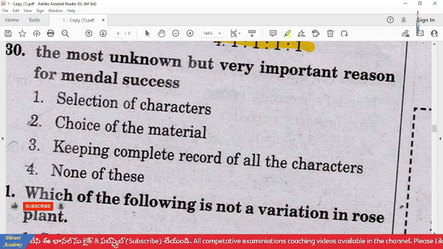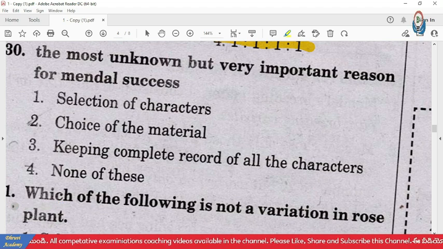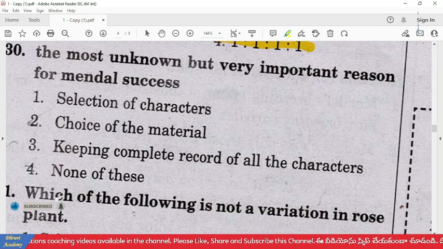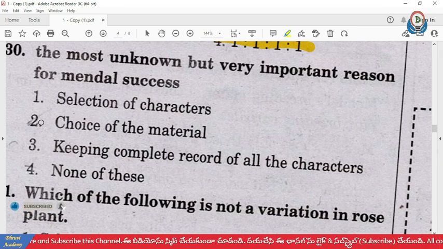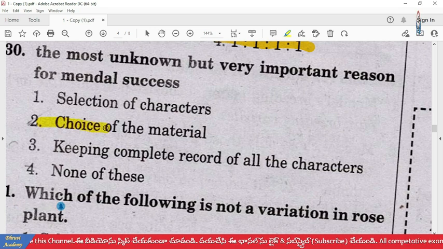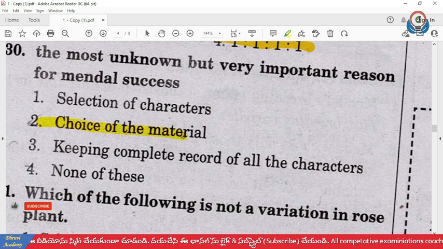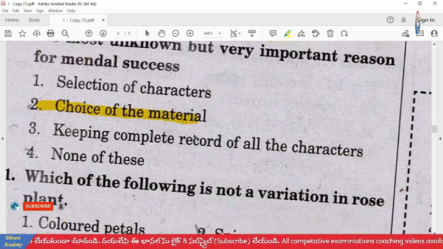The most unknown but very important reason for Mendel's success is: first, selection of character, or second, choice of material, or third, keeping complete record of all the characters, or fourth, none of these. The answer is his choice of the material. This is the most unknown but very important reason for Mendel's success.